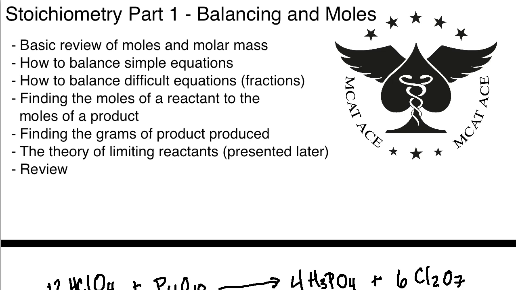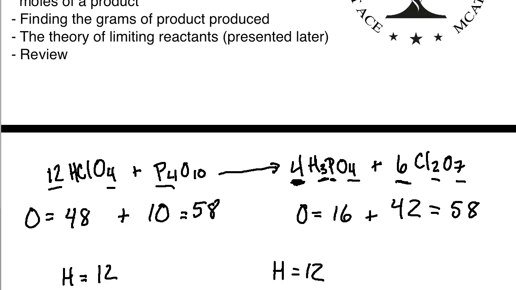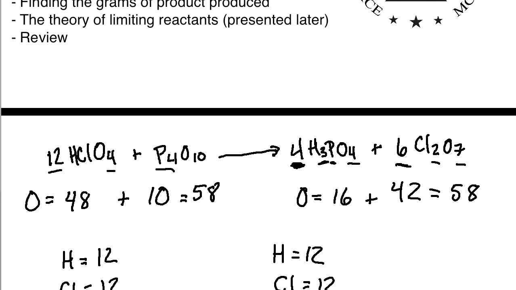So what I'm going to do now, I'm going to bring up an example where we'll have a basic equation, and I'm going to ask you guys to balance it, and then we're going to find the moles of a reactant to the moles of a product using this. So that's going to be the next goal here. So give me a second. I'm going to clear this screen off, and I'm going to put the new equation up, and then I'll see if you guys can balance it.